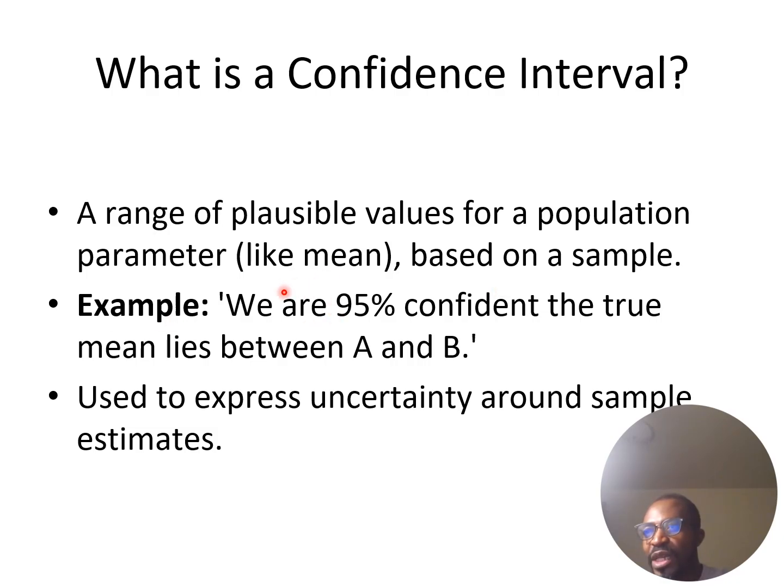For example, we can say we are 95% confident that the true mean lies between A and B. That A and B here are two values. We are going to see how we calculate the confidence interval, which is like looking at whether it will be less than or equal to, or greater than or equal to, this A and B. Confidence intervals are used a lot to express uncertainty around a sample estimate, and that sample estimate here is the mean.